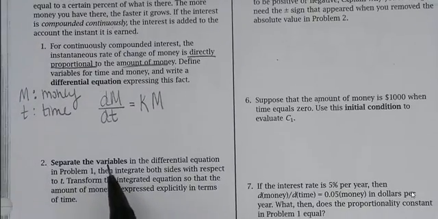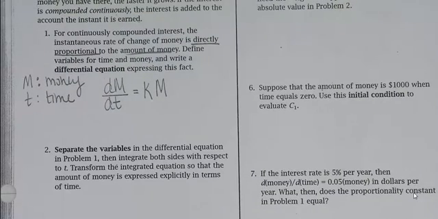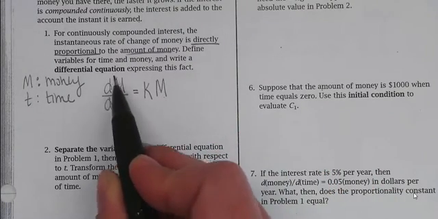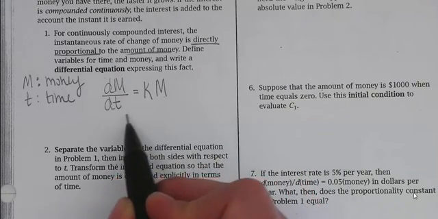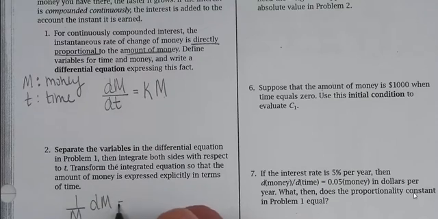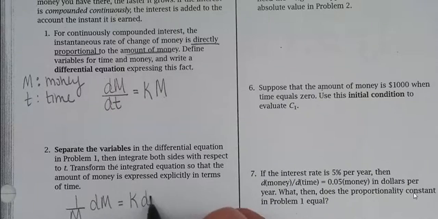All right, the next thing we're going to do is we'll separate the variables in the differential equation in this problem above. Okay, then integrate both sides with respect to t. Then we'll transform the integrated equation so that the amount of money is expressed explicitly in terms of time. So I'm going to get my m's on the same side. So right now m is on the right-hand side, but dm, the change of m, is on the left-hand side. So I'm going to bring this m over here by dividing by m. So I'll have 1 over m dm, and then I'm going to multiply dt to the other side. So I've got that constant times dt.